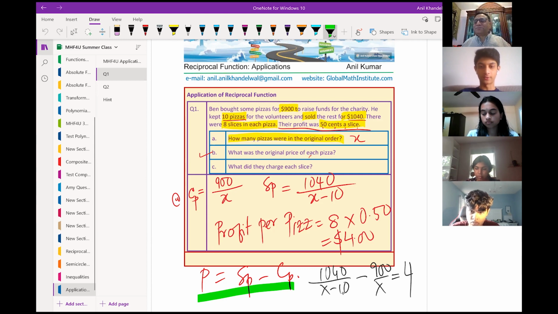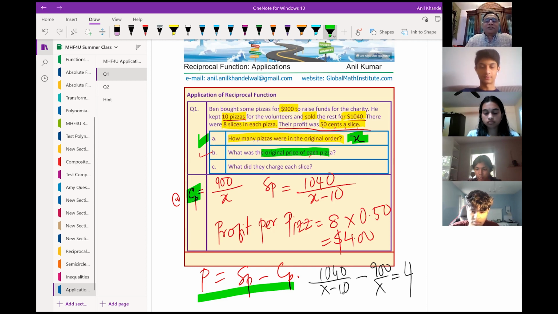Sir, when we solve the profit equation and we get the value for x, how would we proceed after that? Now you can answer each question. We'll start from the top. How many pizzas were originally sold? That is x itself, correct? What is the original price? We already know the cost price is the original price, 900 divided by x, right?